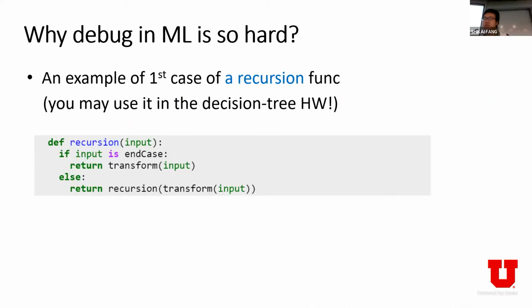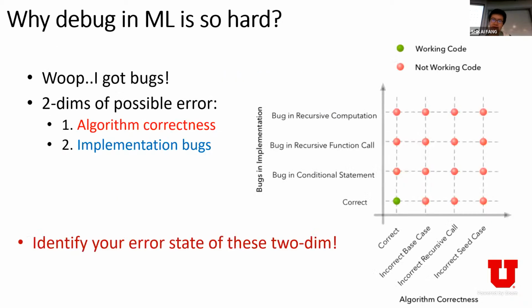Why is it so hard? Let's first look at an example of a recursion function. Actually, you have to use this template to implement the decision tree you just learned in your following homework. So I will take this recursion function as an example to explain how to do the debugging and why debugging is hard for these recursion functions. But before reaching the details, I will give some theoretical abstract things.